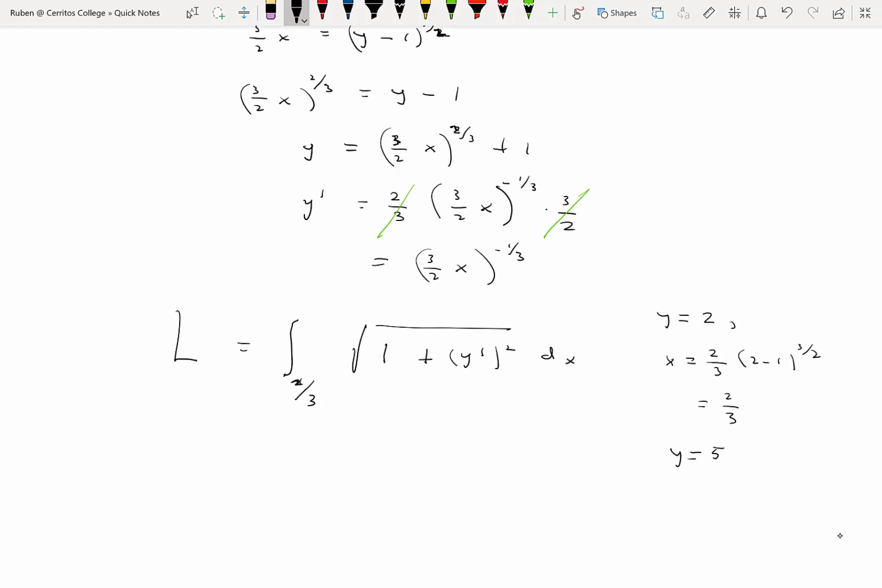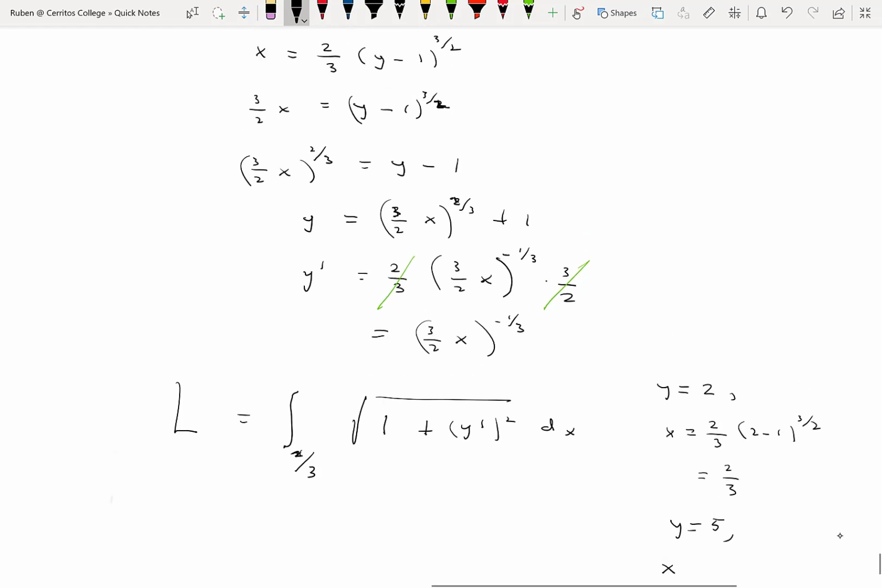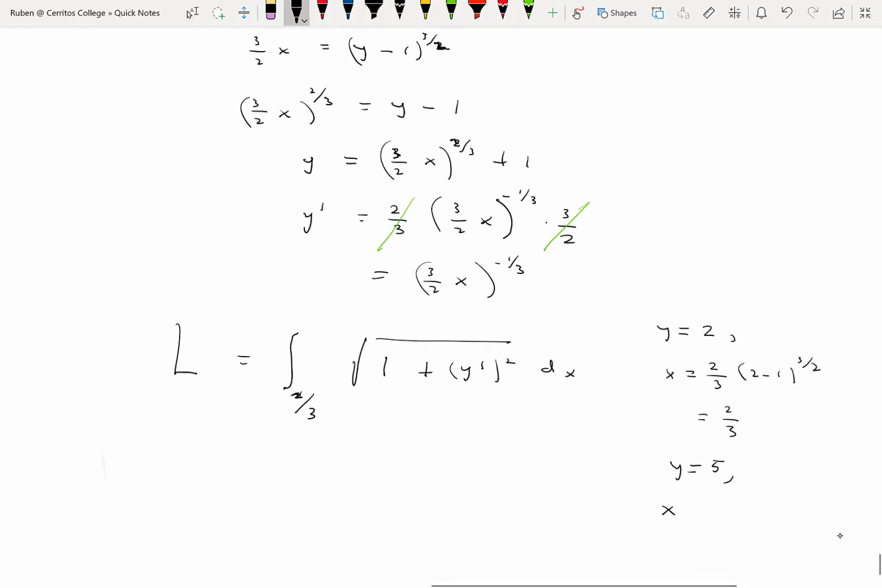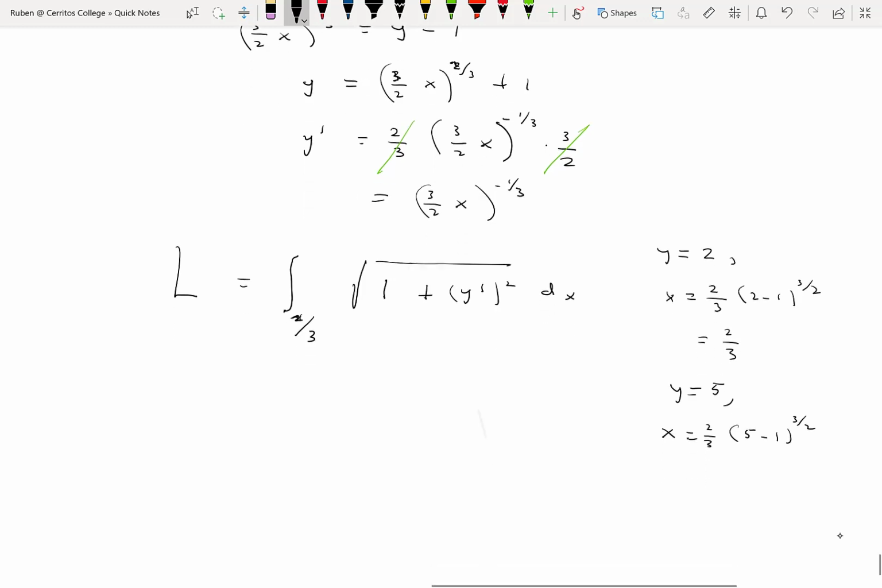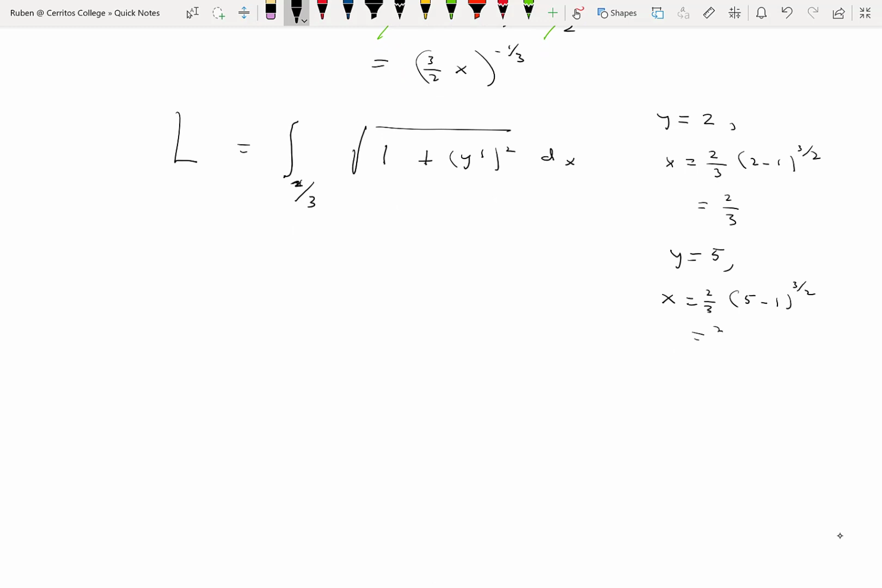And if y equals 5, then x, by our original formula, equals 2/3 times 5 minus 1 to the 3/2. Now it's getting a little complicated. 2/3, 5 take away 1 is 4. 4 to the 3/2 means the square root of 4, 2. 2 cubed, 8. 8 times 2/3 is 16/3. All of that just to get the upper limit of integration.